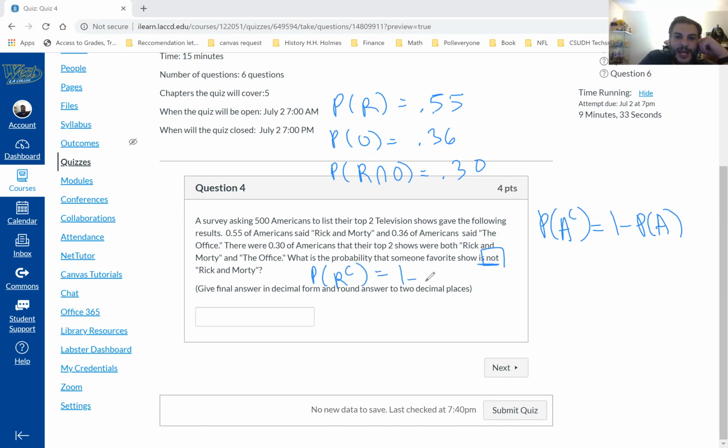So you do 1 minus 0.55, and that's equal to 0.45. So your final answer will be 0.45, and that'll be it for question number 4. Any question in regard to problem number 4?